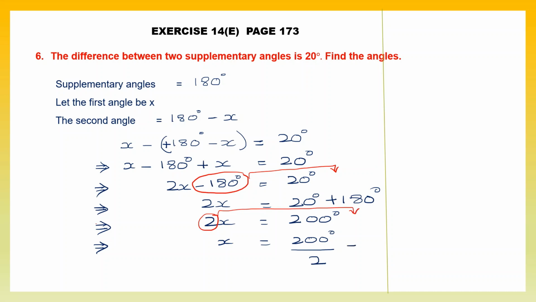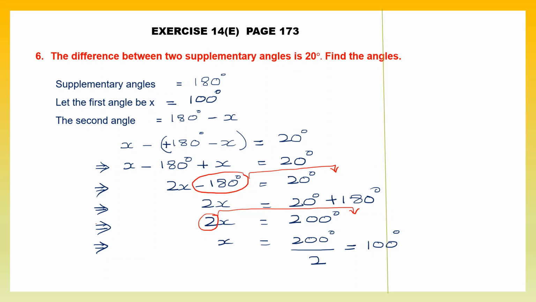So let's divide 200 by 2. 2 into 100, isn't it? 2 into 100 is 200. So x is equal to 100 degrees. So what is x? The statement here said, let the first angle be x. So we found the first angle. x is 100 degrees. So let's write it there. x is equal to 100 degrees.